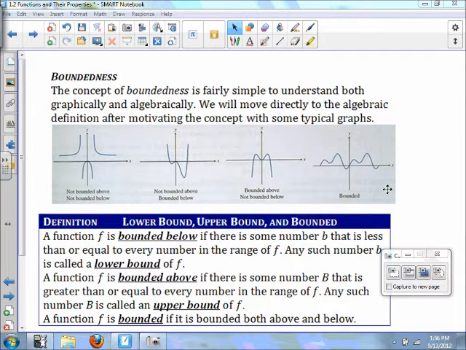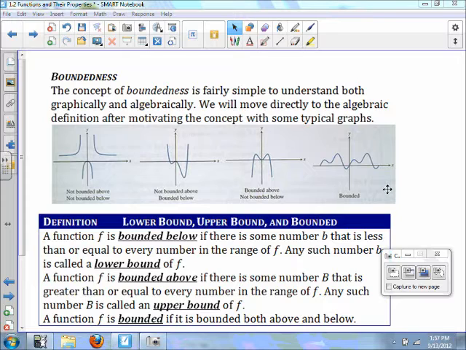The concept of boundedness is fairly simple to understand both graphically and algebraically. We'll move directly to the algebraic definition after motivating the concept with some typical graphs. Now, if we look at the first one on the left, it looks like it keeps going up and down infinitely. So therefore, this graph is not bounded above because it's going to keep going up, and it's not bounded below because it's going to keep going down.